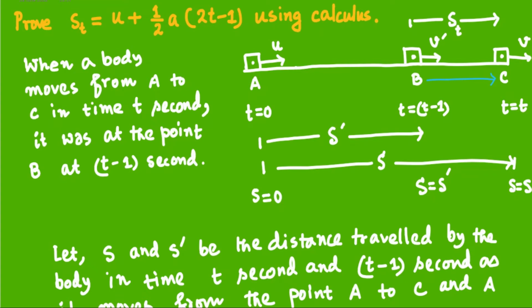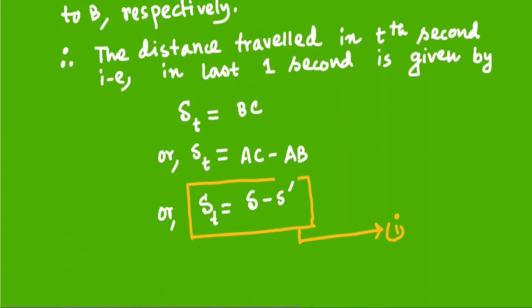Now the distance traveled by the body from B to C is S_t. In the last 1 second, S_t is the distance traveled by the body, which is equal to BC. And s is the distance traveled by the body in t second, and s prime is the distance traveled by the body in t minus 1 second. When a body travels from A to C, the distance traveled by the body is s. When the same body travels from A to B, the distance traveled by the body is s prime. Therefore, S_t is equal to s minus s prime.